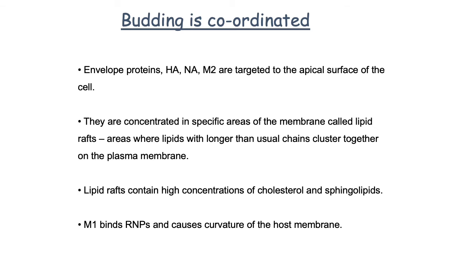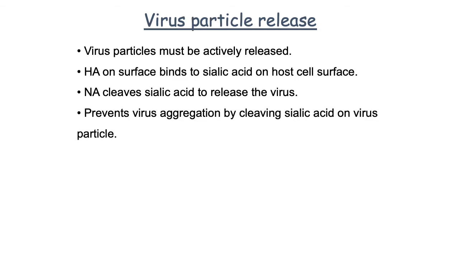The sphingolipids just cluster the proteins, and then boom, the virus can go right up there, and the M1 can bind them. And then, just like it says, the M1, which is the matrix, will bind to the ribonucleic proteins and bind to the membrane and cause curvature of the host membrane, just like a little rainbow.